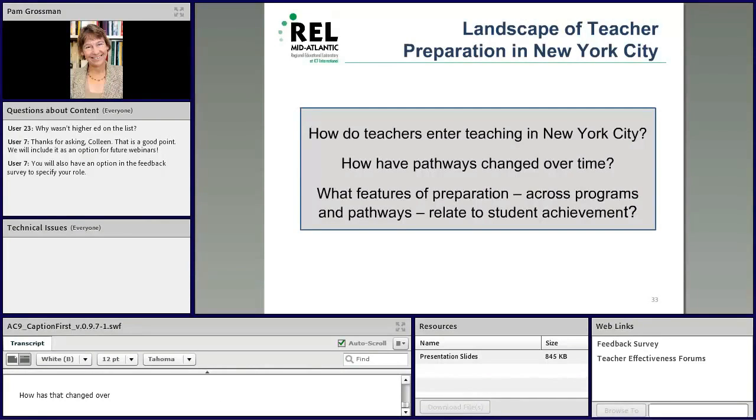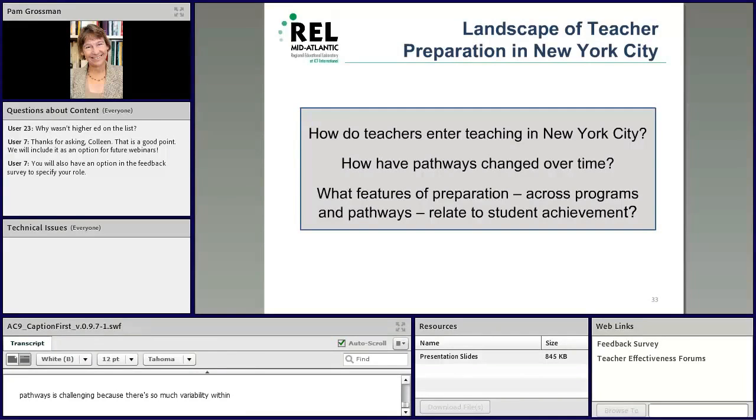And then the question motivating the study was the features of teacher preparation across programs and pathways that related to student achievement. So as I said, the work on pathways is challenging because there's so much variability within any one of those labels.